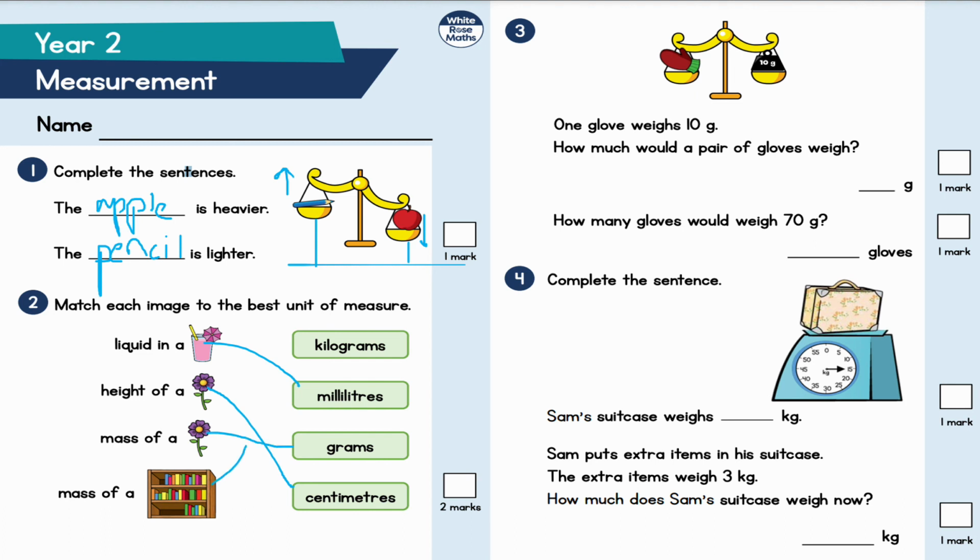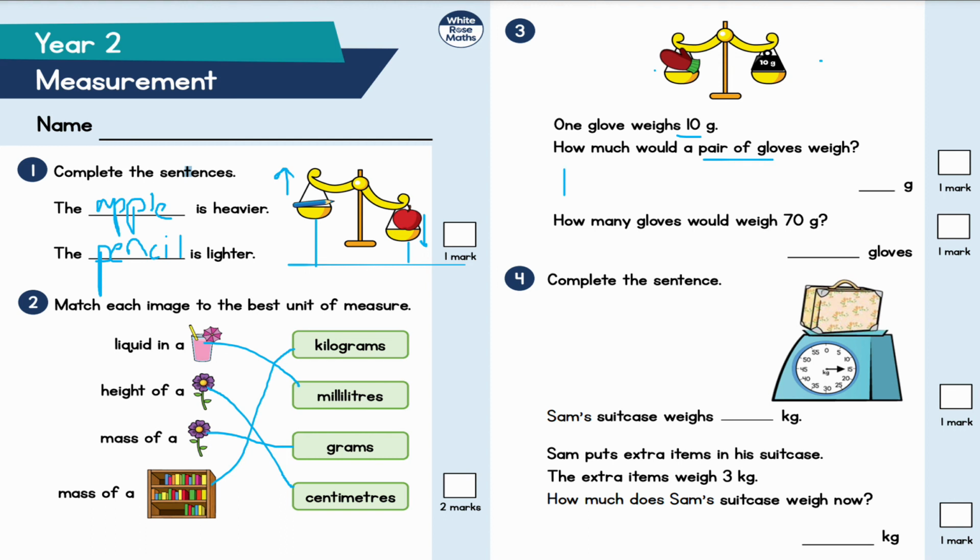The mass of a shelf will be in kilograms. Okay, this is question number 3. I've got a glove here. One glove weighs 10 grams, so they're balanced here. How much would a pair of gloves weigh?